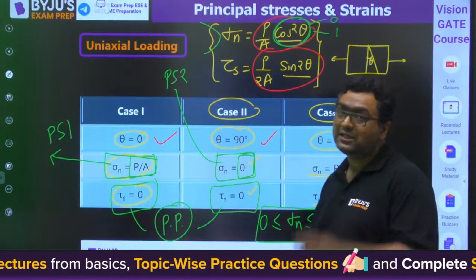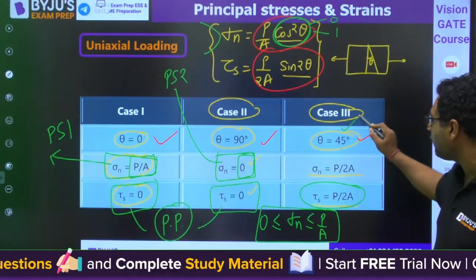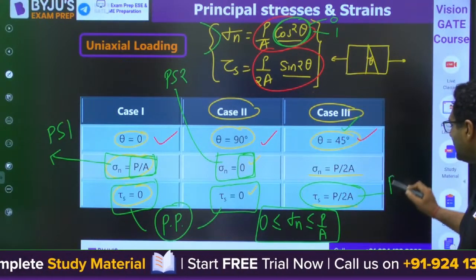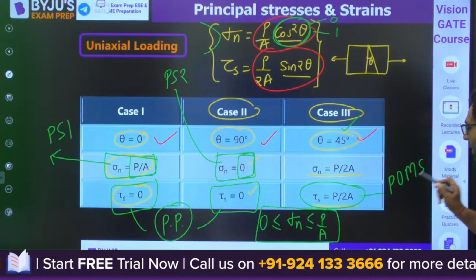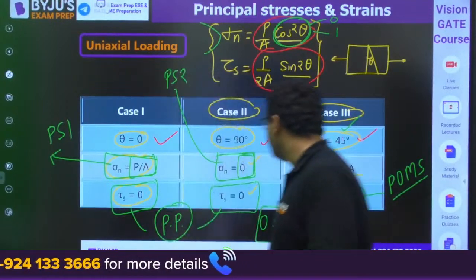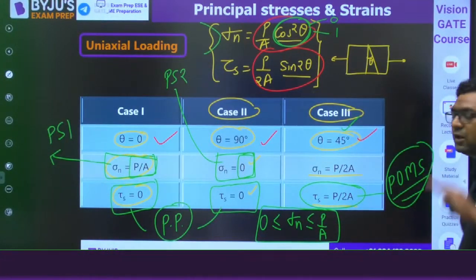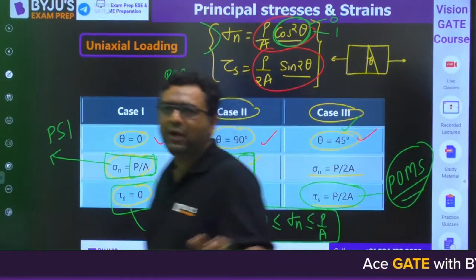When we go for shear stress, you will be getting shear stress maximum as P by 2A at theta 45. So such planes are said to be plane of maximum shear. On principal plane, we are getting shear stress to be 0, but on plane of maximum shear, normal stress may be 0, may not be 0.